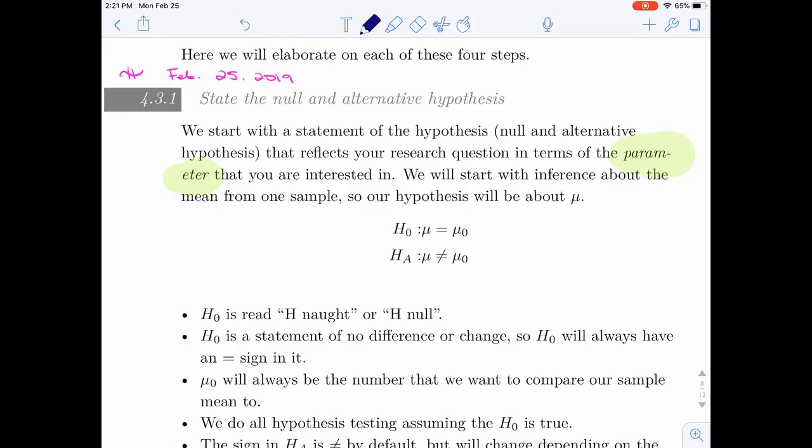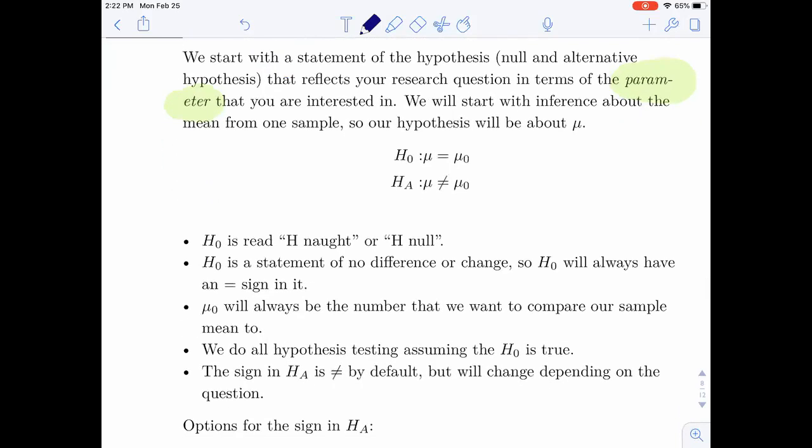In our first type of question, we're going to be talking about one sample mean, which means we're inferring something about one population mean, mu. And so we're going to talk about mu, and in our null hypothesis, just as a fact, we always have an equal sign. And then our mu naught is going to be a value from the question. Mu naught is going to be the value that you want to compare your sample mean to. It's hard because I want to write these down, but I already have. So mu naught will always be the number that we want to compare our sample mean to.